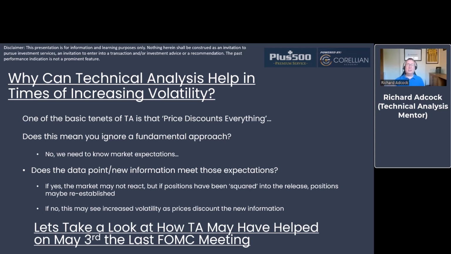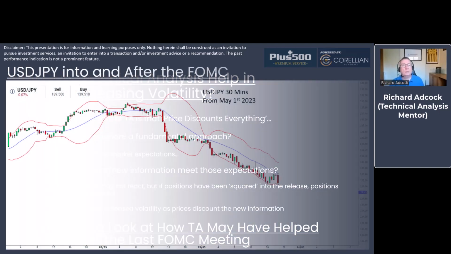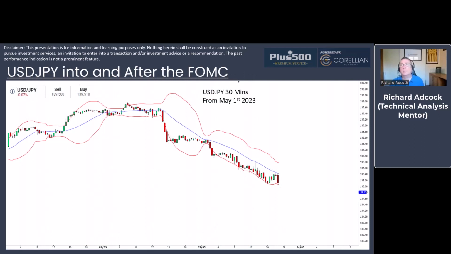Okay, so let's take a look at how technical analysis may have helped us on May the 3rd, the last FOMC meeting. We're going to take a look at dollar yen on a 30-minute basis from the 1st of May up to just before the FOMC announcement.